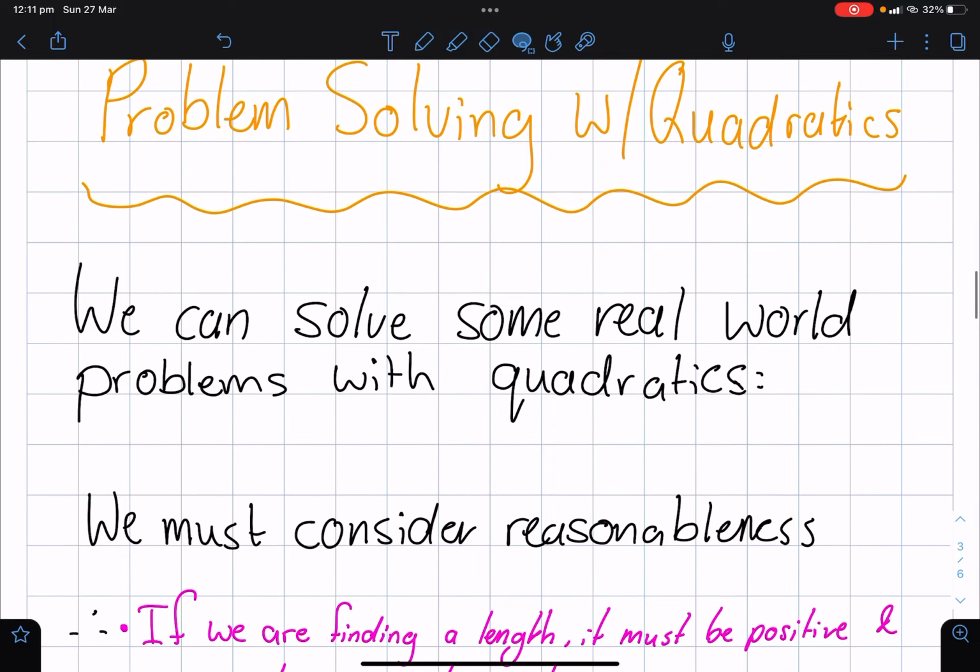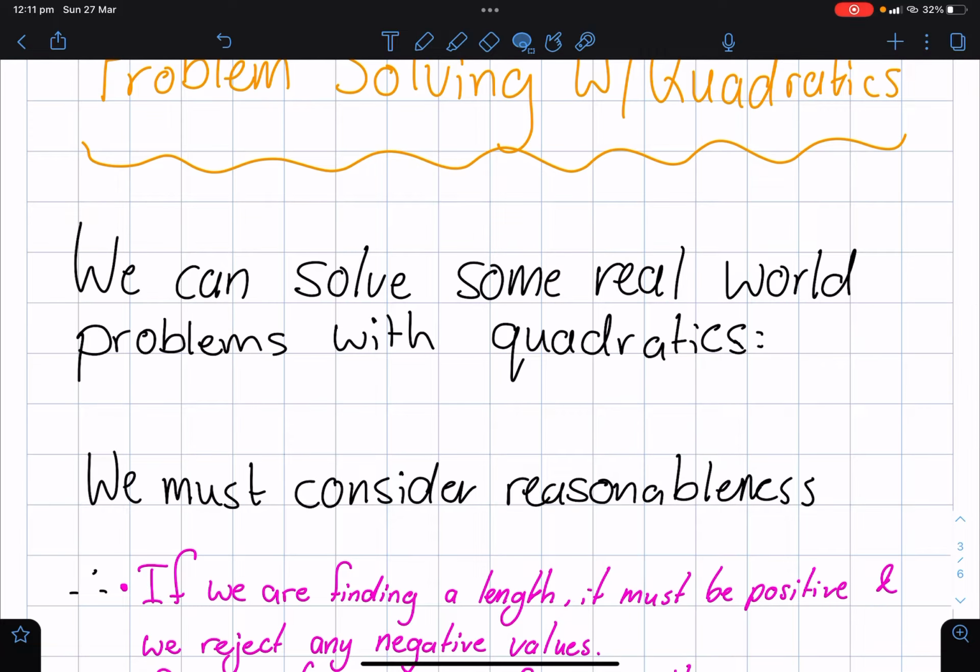If we are finding, say, a length of a shape, of a side of a pen, it must be positive. You cannot have a negative length. That means we reject any negative values we may find in our working out.